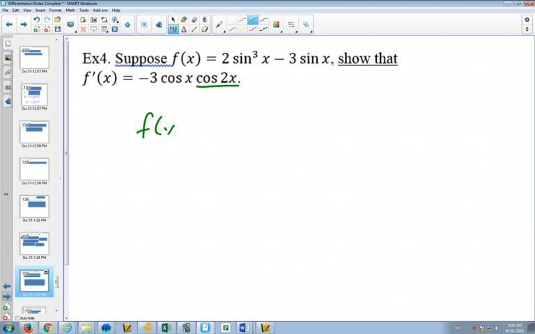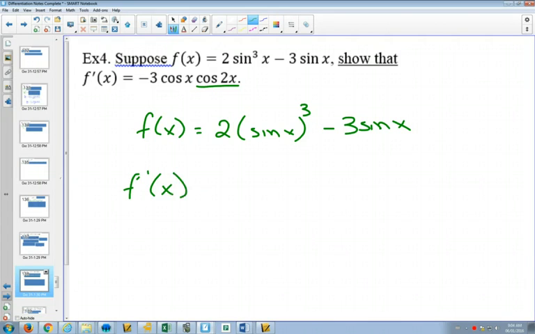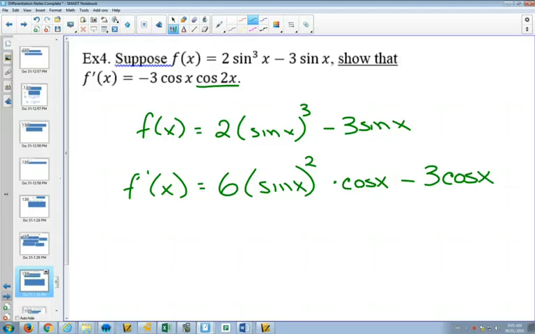Again, I might take the time until I get really good at these to rewrite that sine cubed x as sine x all cubed, so that I can see, oh, that's a chain rule. So now when I go to my derivative, the 3 comes out in front, making that a 6. The sine x stays the same. Take away 1 from the exponent. Then the derivative of the inside is cos x, minus the derivative of 3 sine x. Well, the derivative of sine x is cos x. So there's our first step. We take our derivative as normal.